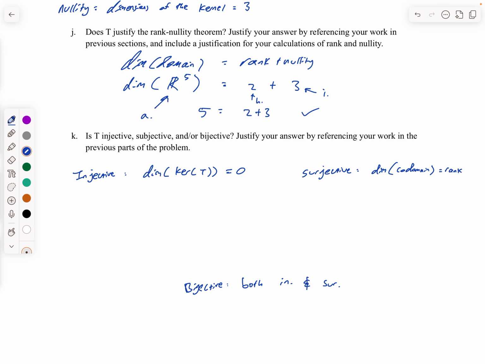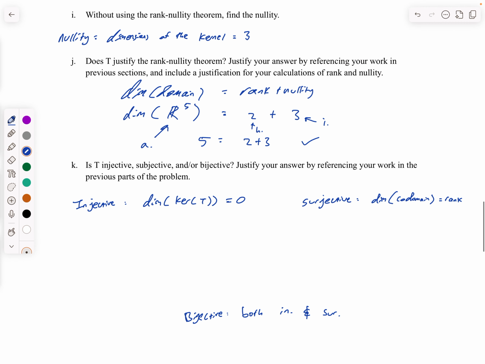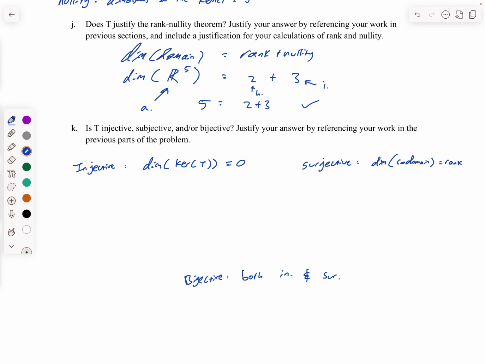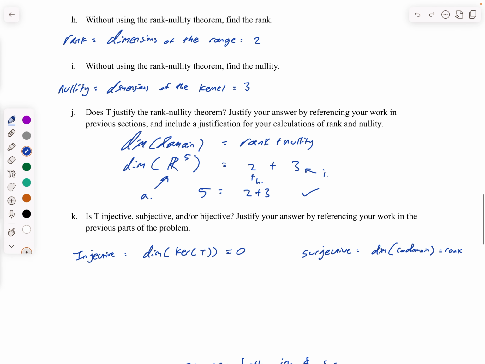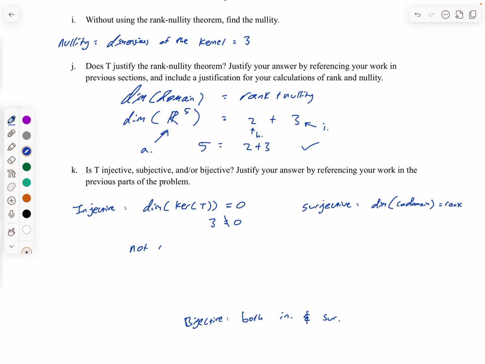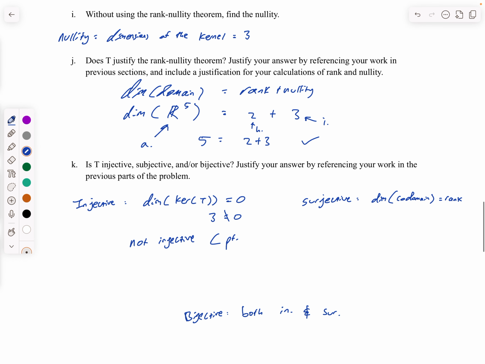Okay, so let's go over some of these definitions, or let's try to figure out whether these fit what we're working with. So if it's injective, we want the dimension of the kernel to be 0. And we already see here that the dimension of the kernel is not 0, but it's 3. So clearly that's wrong. So not injective. Okay, and then you could quote this if you wanted to justify your answer by referencing your work. You could say this is from part H.